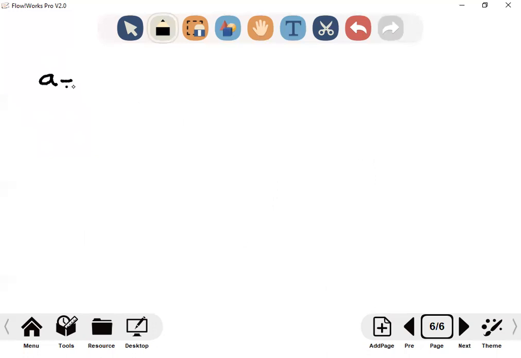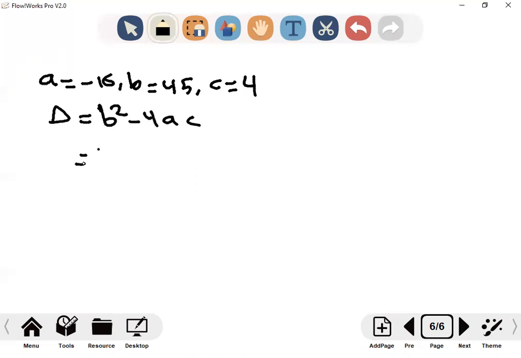A is negative 16, B is 45, and C is positive 4, right? Now let's find delta normally and find the answers for t. Delta equals b squared minus 4ac. This is equal to 45 squared minus 4 times negative 16 times 4.